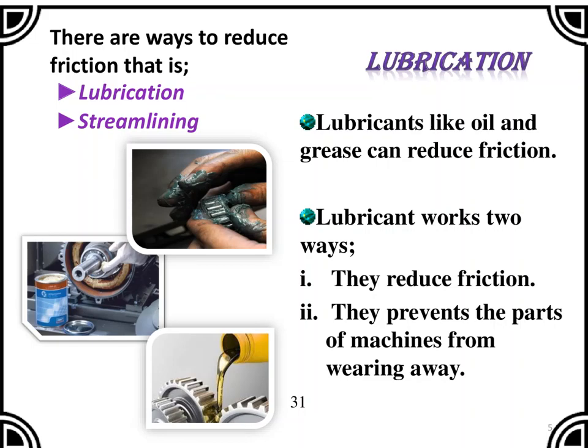There are two ways to reduce friction, that is, lubrication and streamlining. Lubrication. Lubricants like oil and grease can reduce friction. Lubricants work in two ways. They reduce friction and they prevent the parts of machines from wearing away.